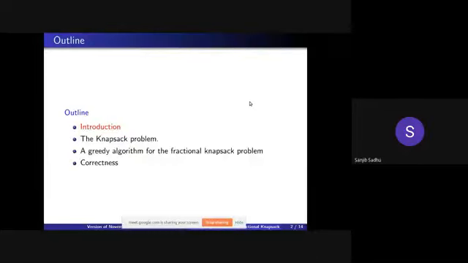Today we'll start another problem that is known as the knapsack problem. There are two versions of the knapsack problem, and there are two separate methods for the two problems. So this is the outline.